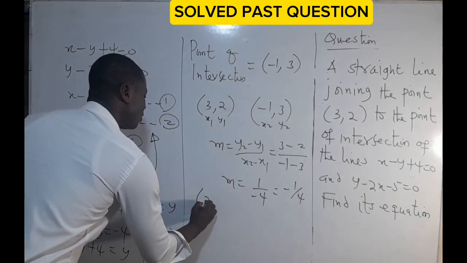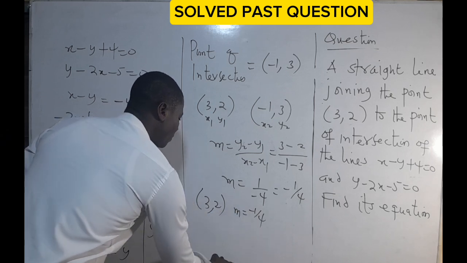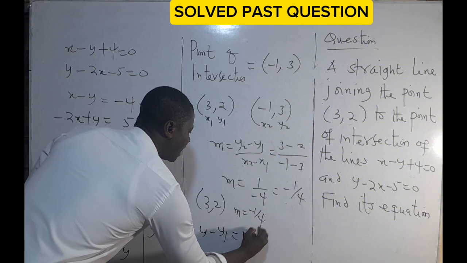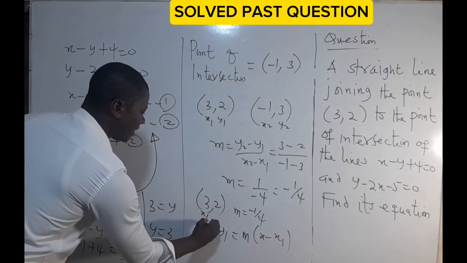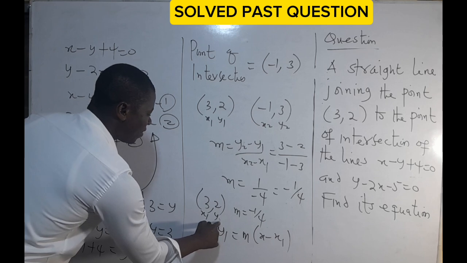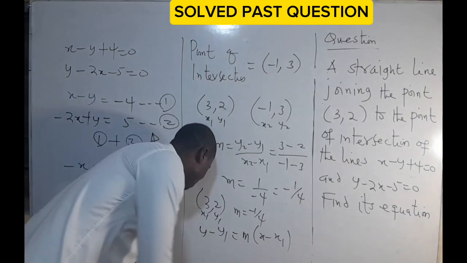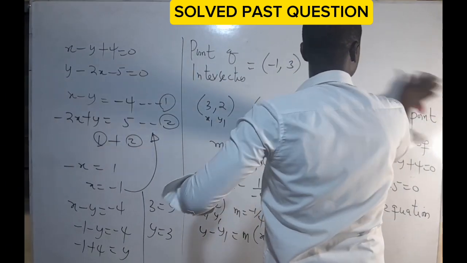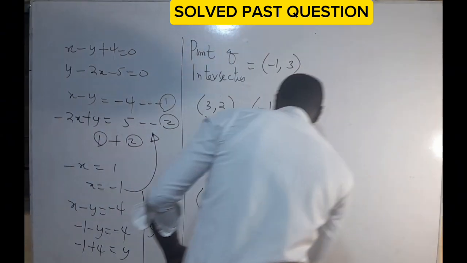Now let's use the point 3, 2 and the gradient is minus 1 on 4. Okay, so in finding the equation of the line, we have y minus y1 equals m, we have x minus x1, and this 3 is our x1, the 2 is our y1. Okay, and the gradient is minus 1 over 4. So by substitution, we can simplify, we can get the equation of the line.